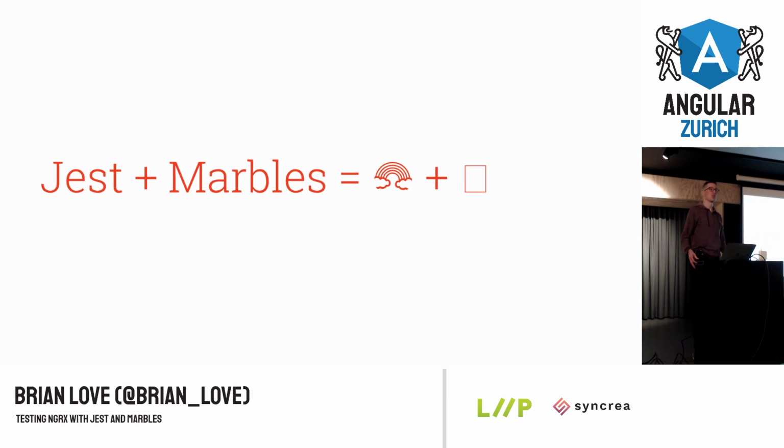So, yeah, go ahead. What emoji was this square? It's a bug. You will never know. I think it was supposed to be a unicorn.